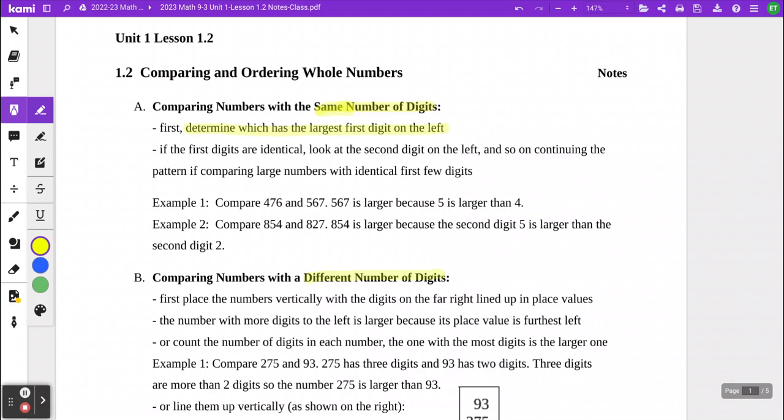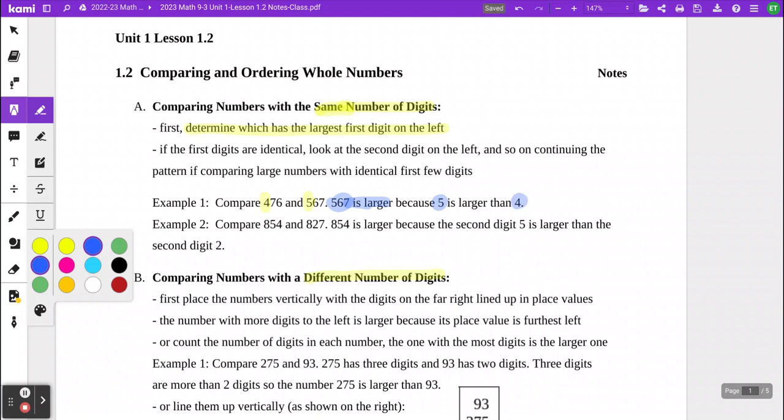So let's take a look at our example. Example 1, we have the numbers 476 and 567. So I'm going to look at the very first digits, and the number 5 is bigger than the number 4. So that means that 567 is larger because 5 is larger than 4.